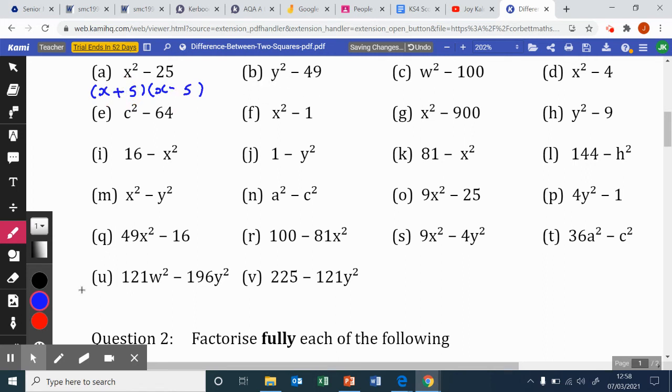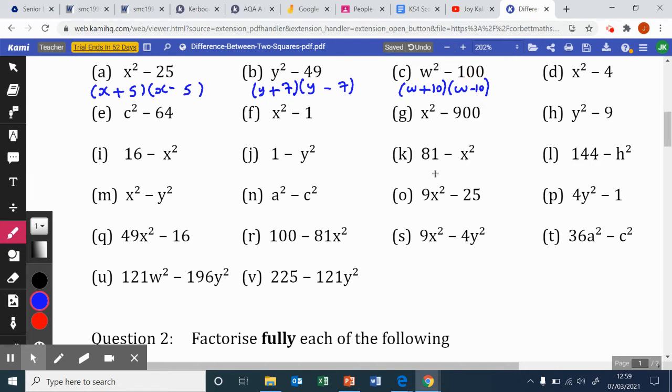Next one. We've got y squared minus 49. So again, y and y, the square root of y squared, and 7 and 7. We put a plus and minus 7 because it's the square root of 49. That's literally it. So next one, we end up with w plus 10 and then w minus 10.